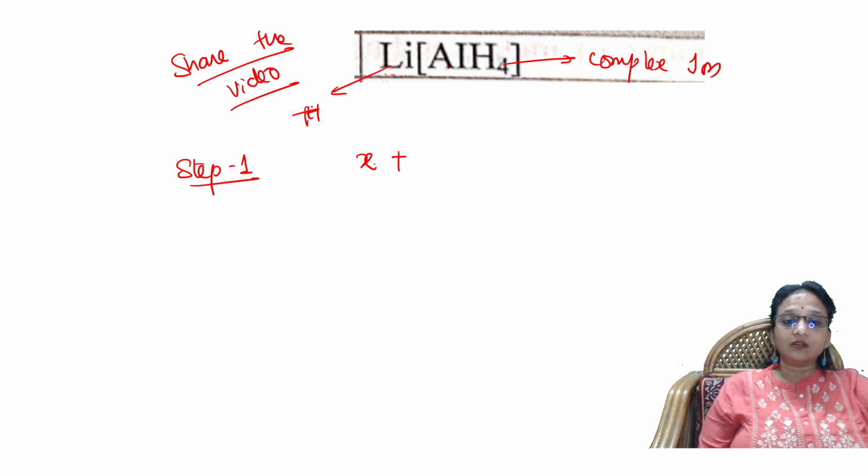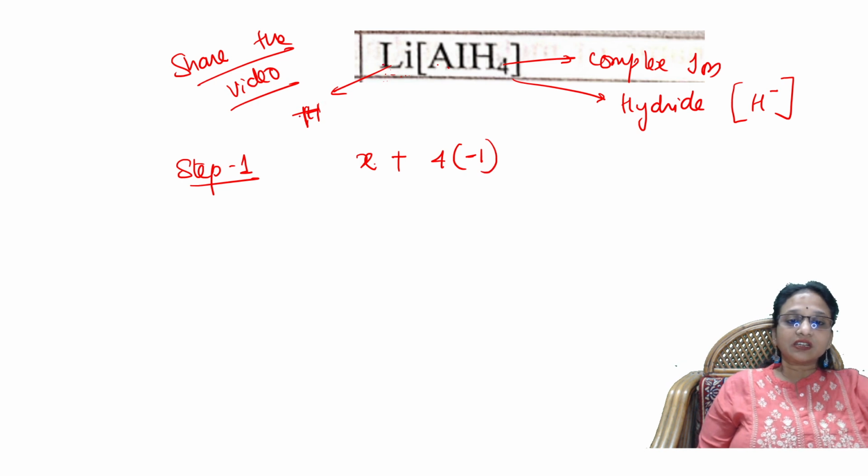First, I will write the inner ones. Hydride is 1 in this case. In a complex ion, hydride is always denoted by H minus. How many are there? 4 into -1. Lithium is +1, so when it goes out, it will become -1. So X is equal to how much? It is 3. So name it, students.